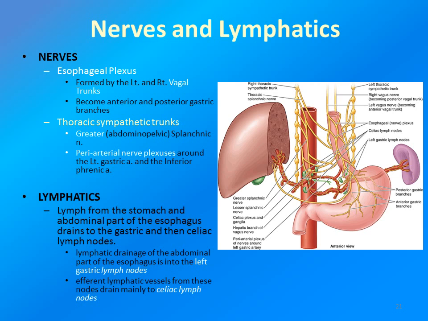The lymphatics include those from the stomach and the esophagus that drain into the celiac nodes. Lymphatic drainage of the abdominal part of the esophagus is into the left gastric lymph nodes, and efferent lymphatic vessels from these nodes drain mainly into the celiac lymph nodes.